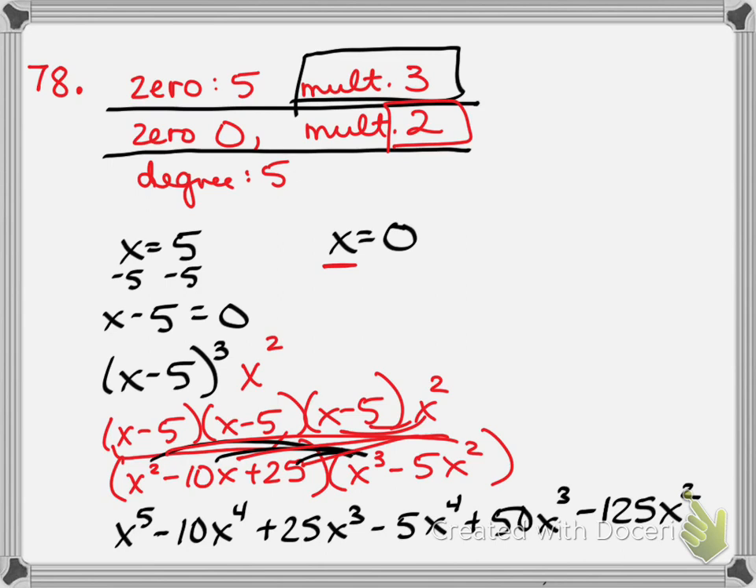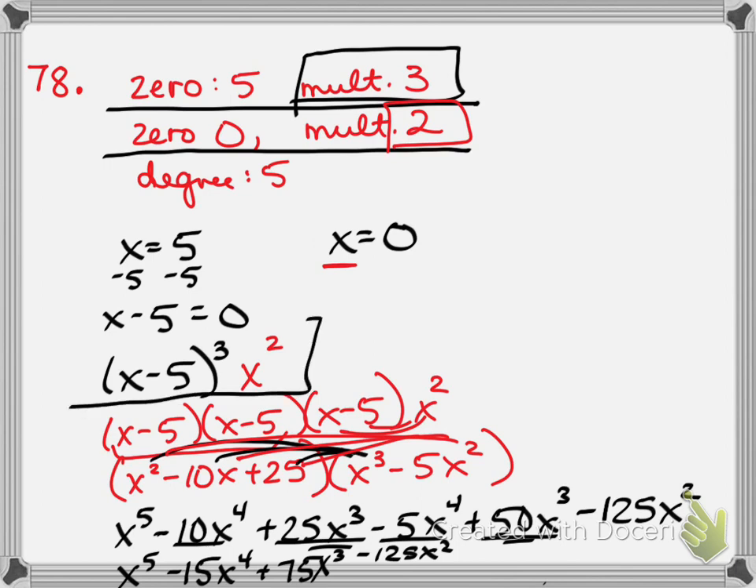Your last step is to combine like terms: the x to the 5th, negative 15x to the 4th, 25 and 50 plus 75x to the 3rd, minus 125x squared. I'm not sure. Check before you do all that multiplying if they make you do that in the book. They might let you leave it just like that.